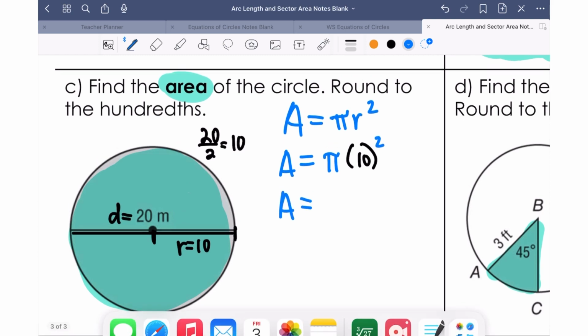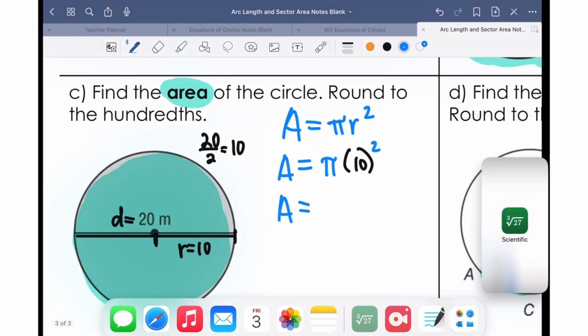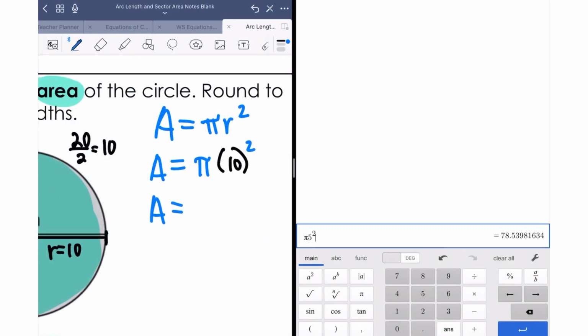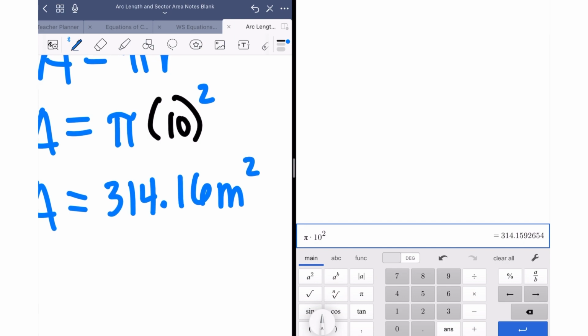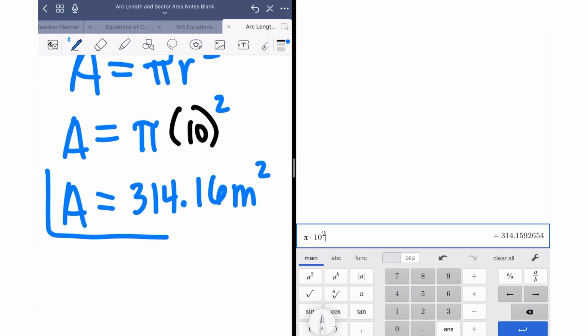go to Desmos. Pi times 10 squared. 314 point, the number after the 5 is a 9, so 16 meters squared. And that is the whole area for this circle.